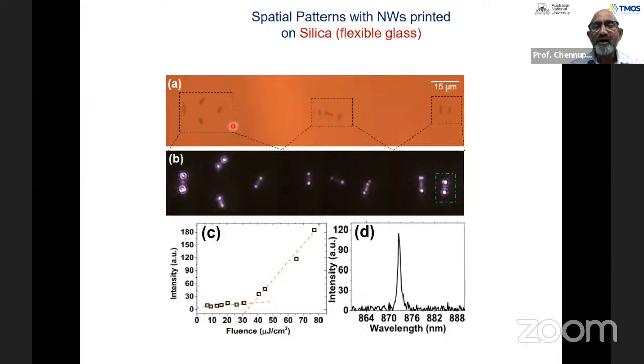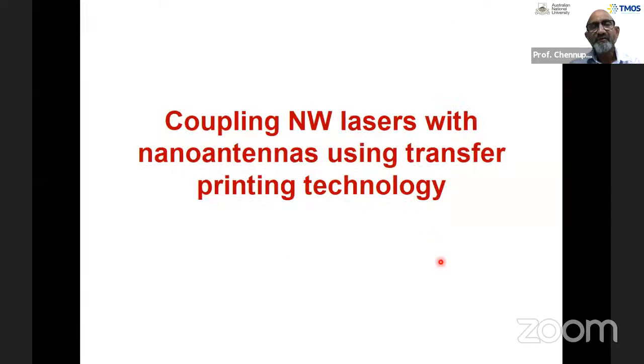And you can see the optical image of these nanowires here. Then, by pumping, they are able to show that they're all lasing. You can see the light coming from both ends. And again, threshold-like behavior and a sharp light emission, showing that all these nanowire lasers are lasing even after transferring onto hard surfaces.